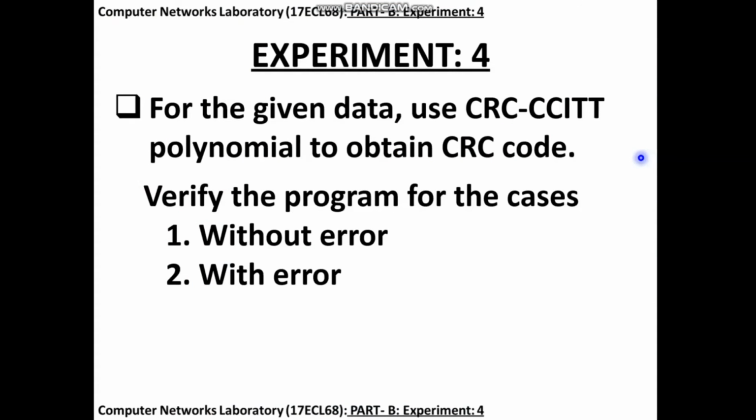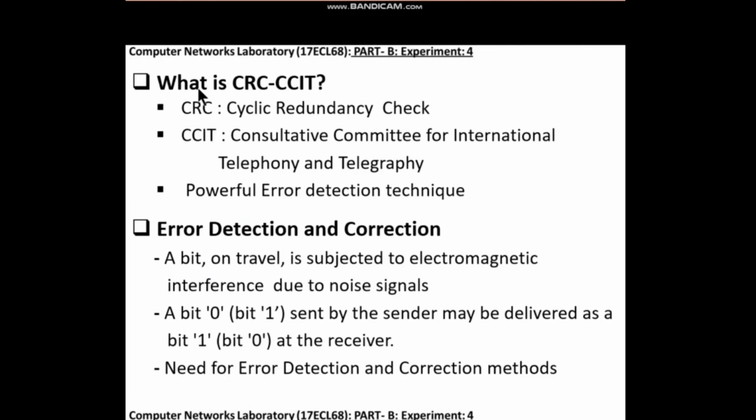The title of the experiment is: for the given data, use CRC CCITT polynomial to obtain CRC code and verify the program for the two cases, without error and with error. Now, what is CRC CCITT? CRC stands for Cyclic Redundancy Check. CCITT stands for Consultative Committee for International Telephony and Telegraphy, and it is a powerful error detection technique.